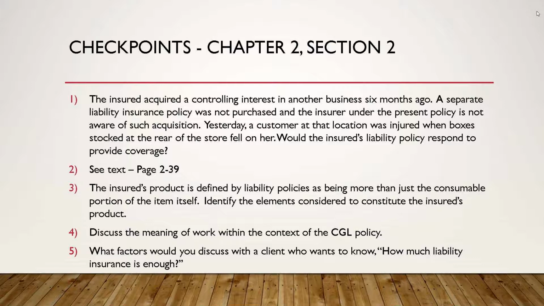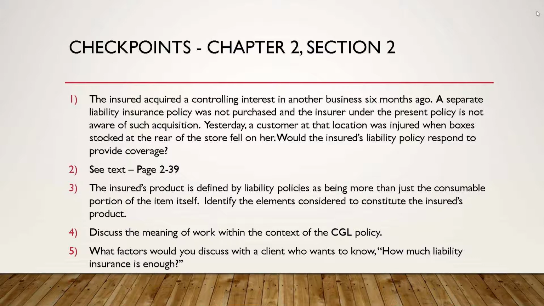Number three, the insurance product is defined by liability policies as being more than just the consumable portion of the item itself. Identify the elements considered to constitute the insurance product. So product includes any goods or products other than real property manufactured, sold, handled, distributed by the insured. So any goods or products other than real property. Containers other than vehicles, materials, parts or equipment furnished in connection with such goods or products. So containers that they're in. So any packaging would be part of the product.